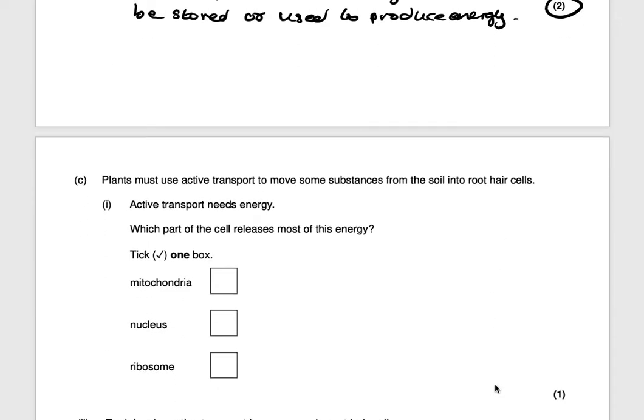Next question. It says plants must use active transport to move substances from the soil into the root hair cell. Active transport needs energy. Which part of the cell releases most of this energy? Nice and easy one, it's the mitochondria. Mitochondria releases the most energy, which active transport requires.